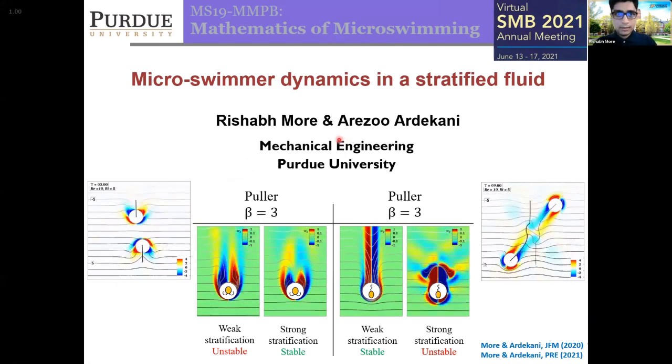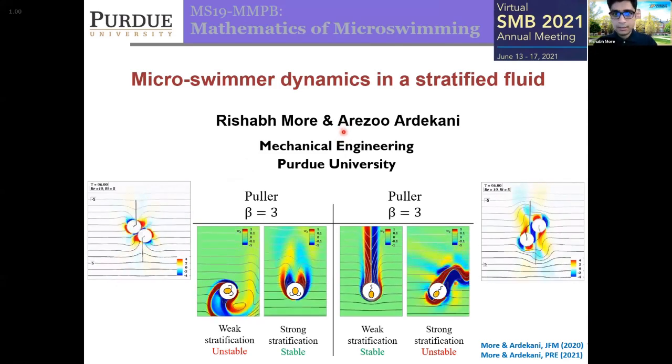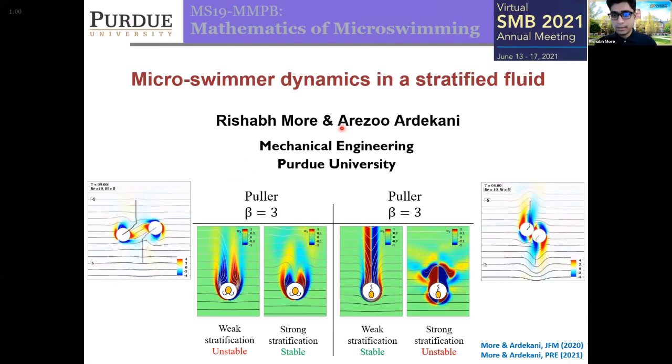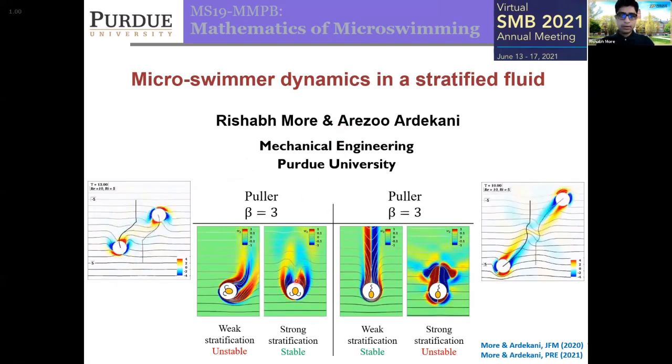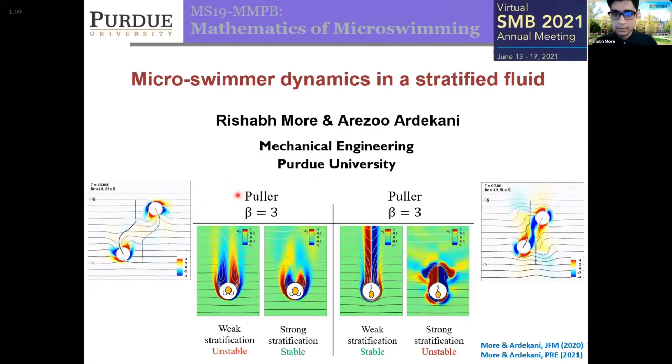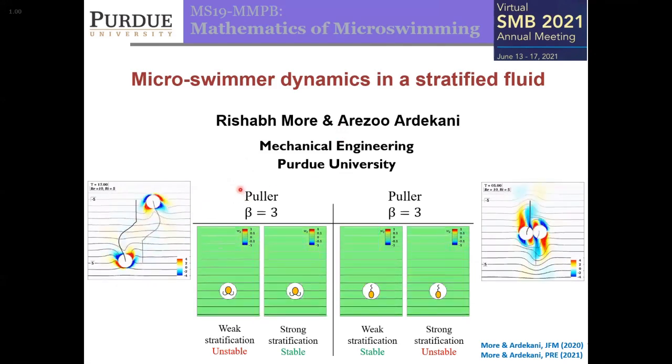So today I'll be talking about the effect of stratification in fluid and inertia on the dynamics of a single swimmer, or the interaction between a pair of swimmers.